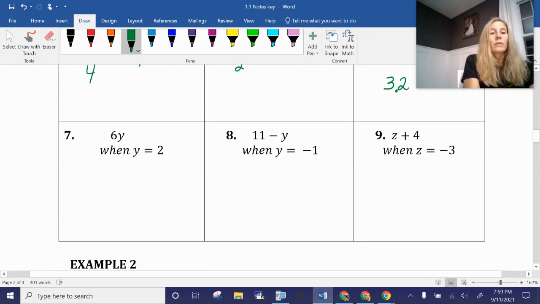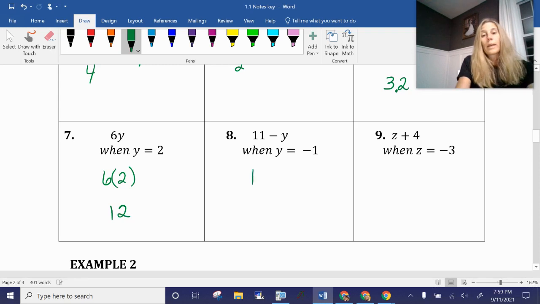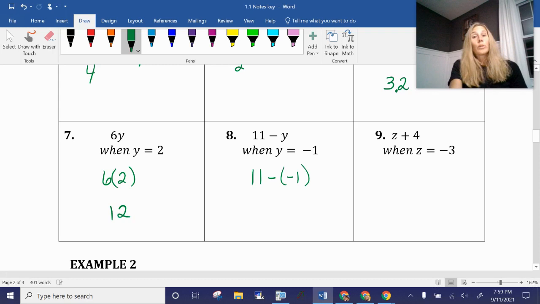Okay, number 7, 6 times 2, which is 12. Number 8, 11 minus -1. And notice this time I put the parentheses around the -1. That's because we would be subtracting a negative. When you have two signs in a row, that's not usually something we like to see. And hopefully you remember that when you subtract a negative, that changes it to addition. So we're really adding a positive, but I don't need to write +1. It's implied if you don't see it in front of it. And that, of course, is also 12.